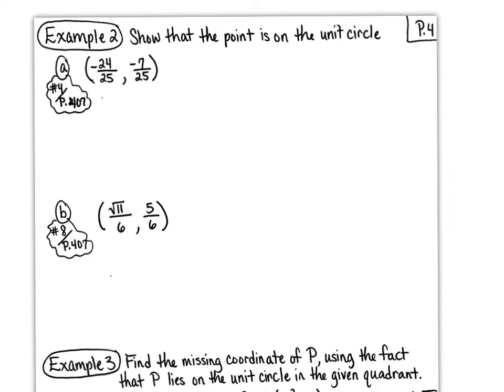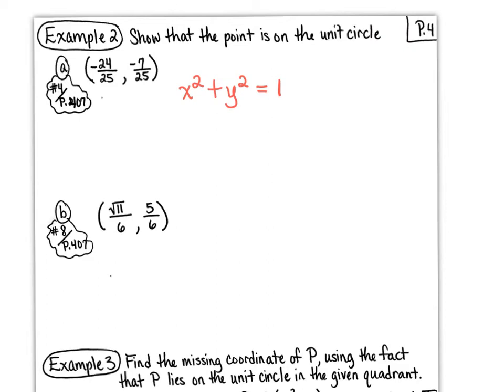So your equation for a circle in general is x squared plus y squared equals 1. Then we know our x: x is negative 24 over 25. We know our y: that's negative 7 over 25. So we substitute those in, and whenever we simplify and get 1, that means the given point lies on the unit circle. Does that make sense?